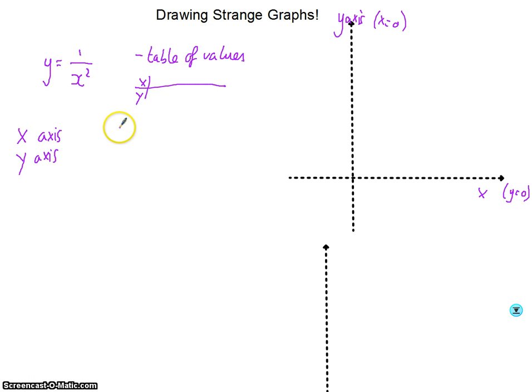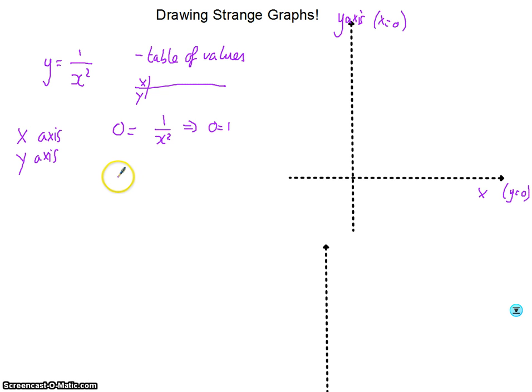So when y equals 0, if we substitute y equals 0 we get 0 equals 1 over x squared, and if we rearrange that, that implies that 0 equals 1. There's a problem here, isn't there? So we're thinking, okay, maybe it doesn't cross the x-axis. Right, what about the y-axis?